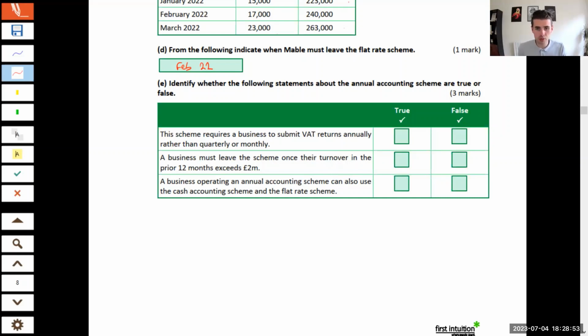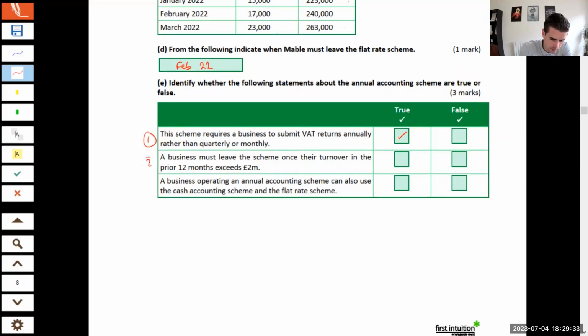So for the annual scheme, of course, we're talking about essentially submitting VAT returns on an annual basis, clues in the name, rather than on a quarterly basis, which is the traditional method. Beg your pardon. So let's have a look at this. Number 1, this scheme requires a business to submit VAT returns annually rather than quarterly or monthly. Now, I must admit, I've kind of just spoiled this one, but I'm assuming at this point, you guys could have probably gone, the annual scheme, I do it annually. It's not a big stretch, is it? So very clear, that's quickly and easily true.